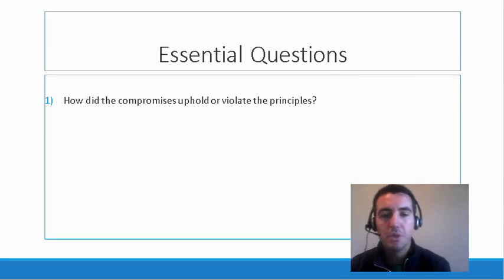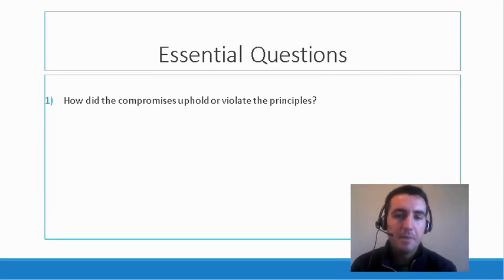What you're going to look at in the assignment after this lesson, and you can think about it while we're going through this video, is how did the compromises uphold or violate the principles? Some of the compromises you'll be able to argue were good for the principles we've been talking about: liberty, justice, and equality. Some of them you could probably argue weren't so good for liberty, justice, and equality, that they violated those principles.